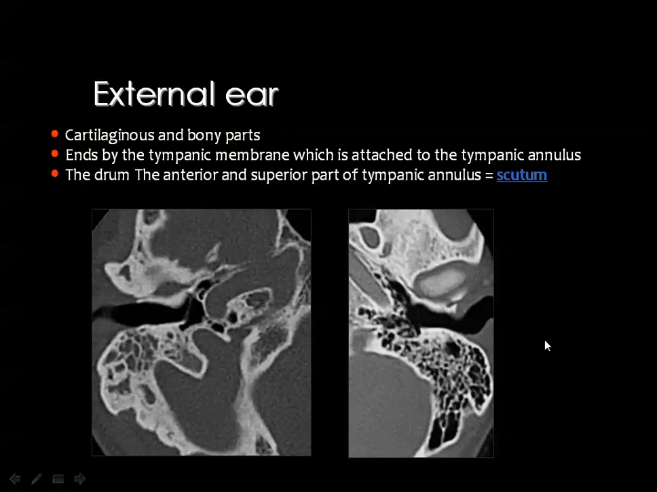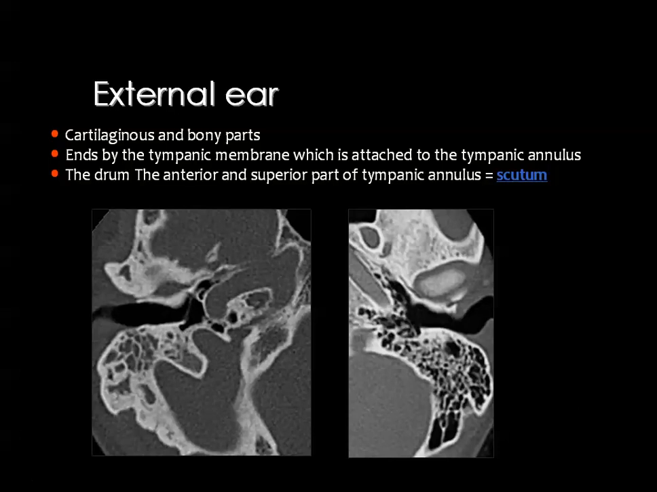Then, starting by the anatomy of the external ear, which is the simplest. The external ear is a canal which is filled with air connected to the outside of the body, and it has two major parts: a cartilaginous portion and a bony portion. The external ear is usually filled with air, and there may be some earwax inside the external auditory canal. Then the external auditory canal will end by the eardrum. Usually you do not see the eardrum.